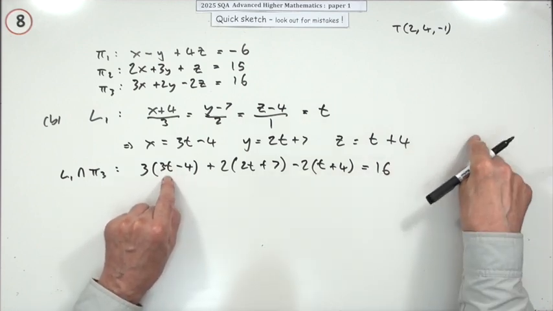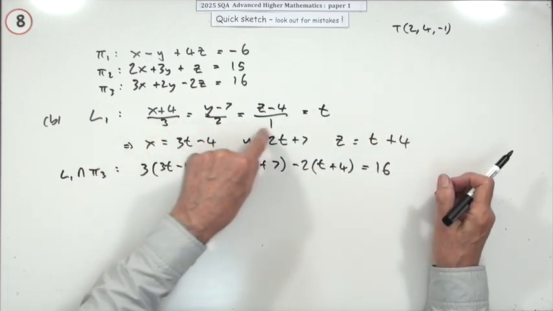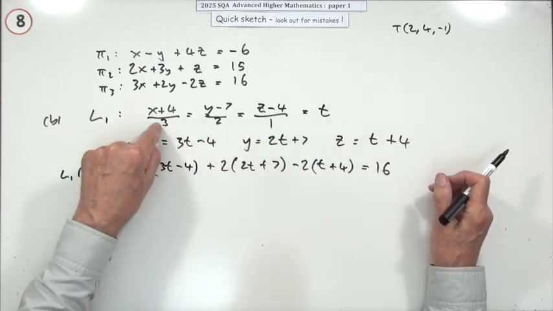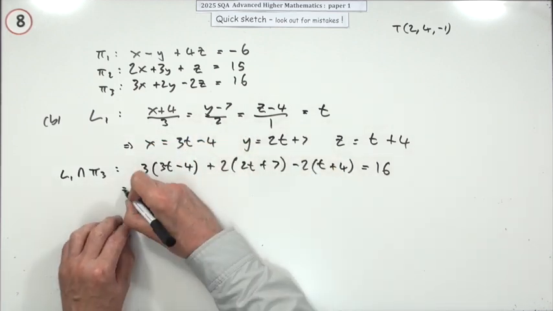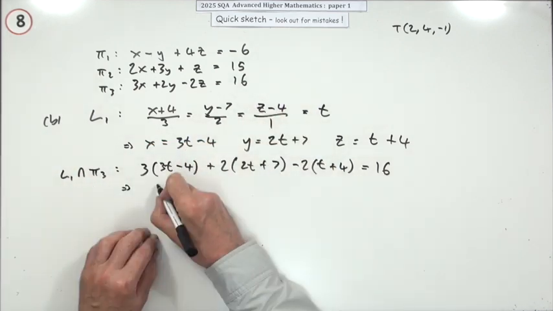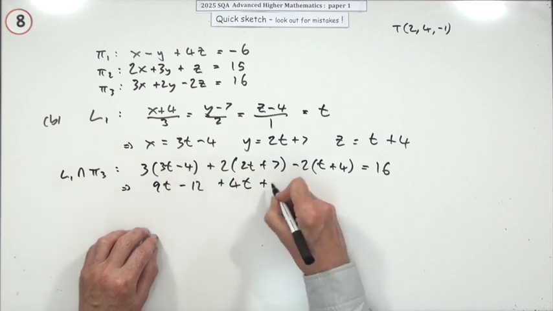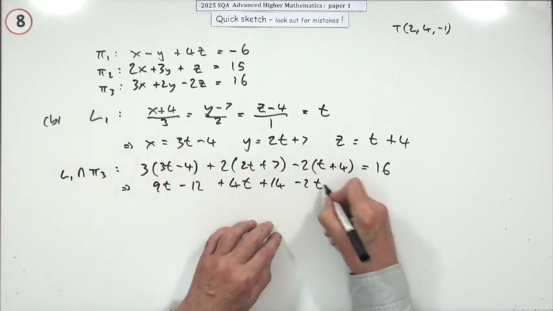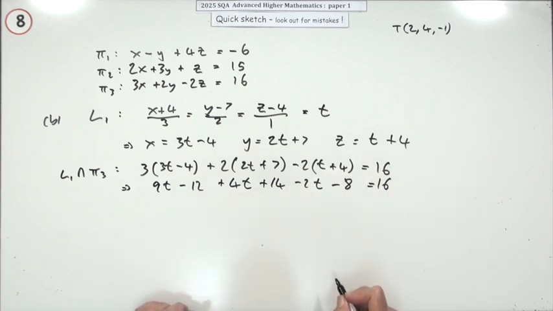That's the parameter that steps you along in units of the direction vector of the line, 3, 2, 1. But anyway, it's just a little equation. I can multiply it out. So 9t minus the 12, 4t plus 14, minus 2t minus 8 should equal 16.